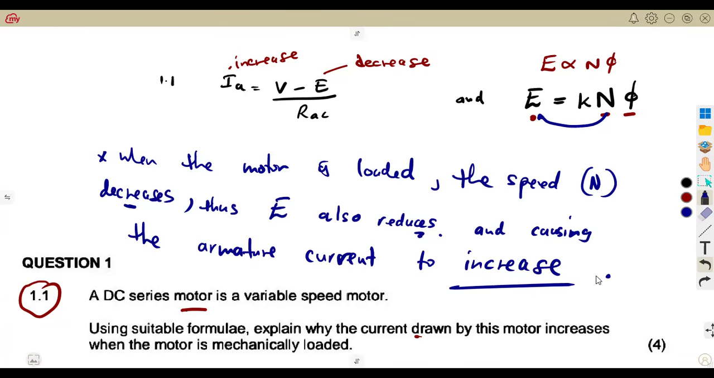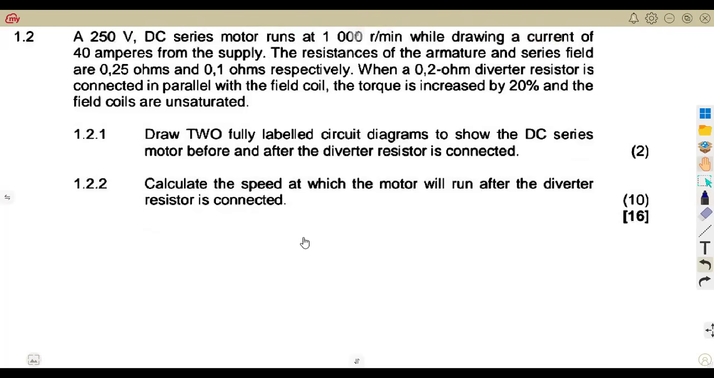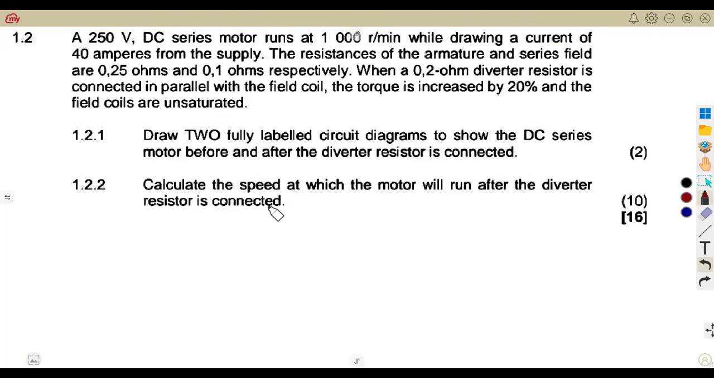That is the condition there. The armature current we have to increase. So that's what they wanted you to know. They want you like, guys, do you know your motor? Do you know the operation of a motor? That's what they are into.